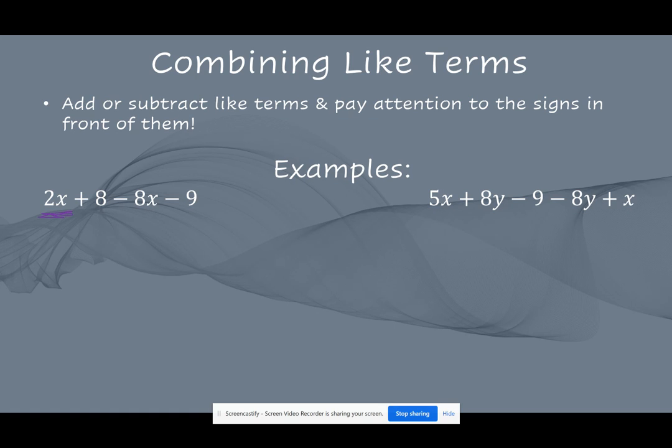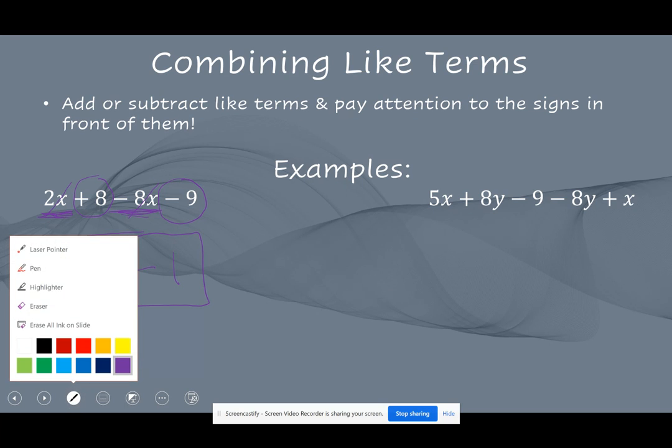So 2x, we want to look for any other terms that have an x. Well, right here we have negative 8x. So we do 2x minus 8x and we get minus 6x. Now those are done, you can cross them off. Then we have positive 8 and negative 9. Both of these don't have any variables, so they are like terms. So we just do 8 minus 9 and we get minus 1. So our final answer here is negative 6x minus 1.